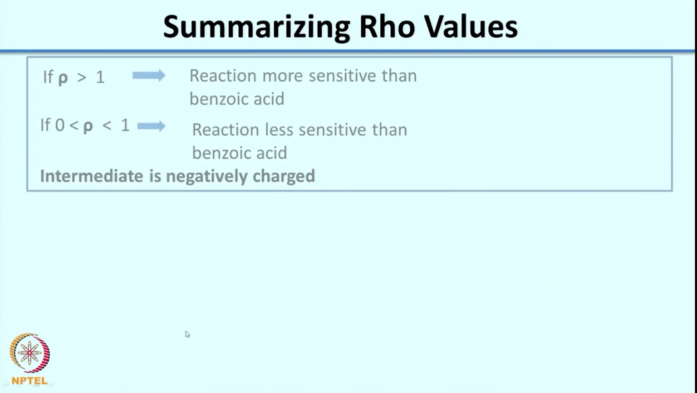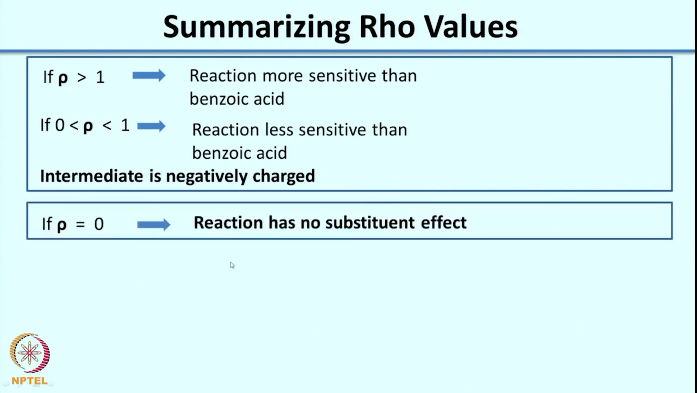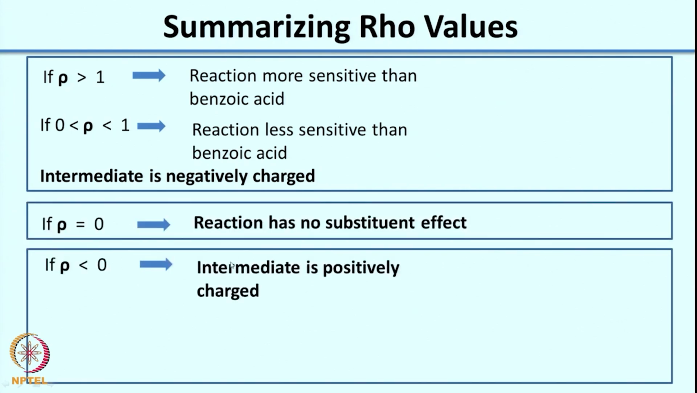So just to summarize, you have a lot of important information that you can get from the Hammett equation. If you have a rho value greater than 1, you know that the reaction is more sensitive than benzoic acid. A rho value between 0 and 1, the reaction is less sensitive than benzoic acid, and the intermediate is similar to benzoic acid, it might be negatively charged. Rho is 0, no substituent effect. Rho is less than 0, it indicates the intermediate is positively charged.